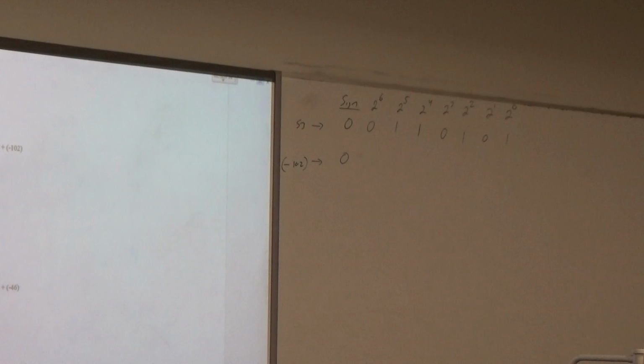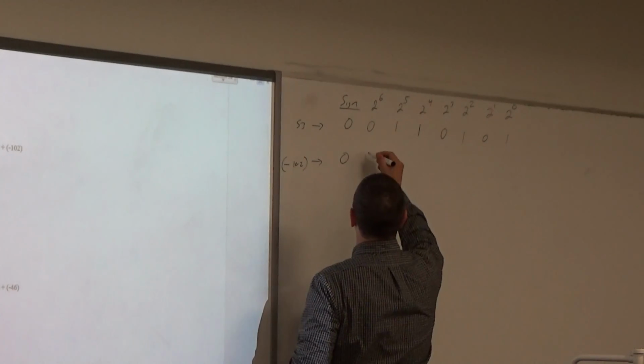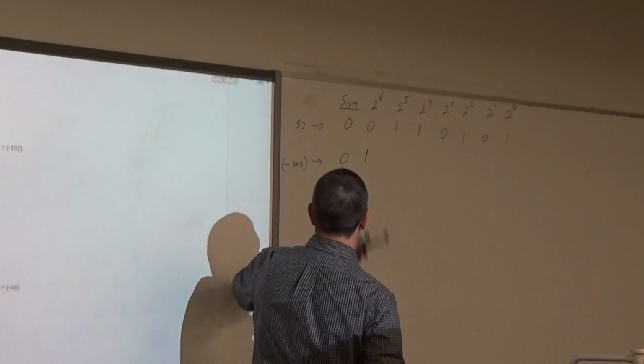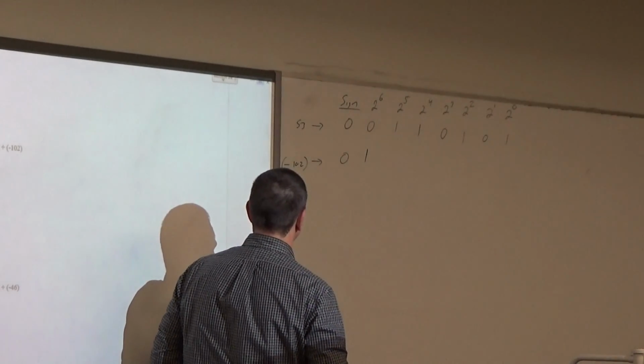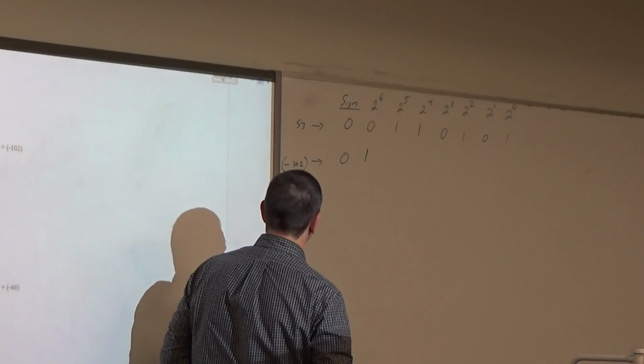Now, 102, we're just going to do the same thing, but we're not going to consider the negative yet. I know that I need 64. When I subtract that from 102, that's going to be what, guys? 38. And then 38 is 64.